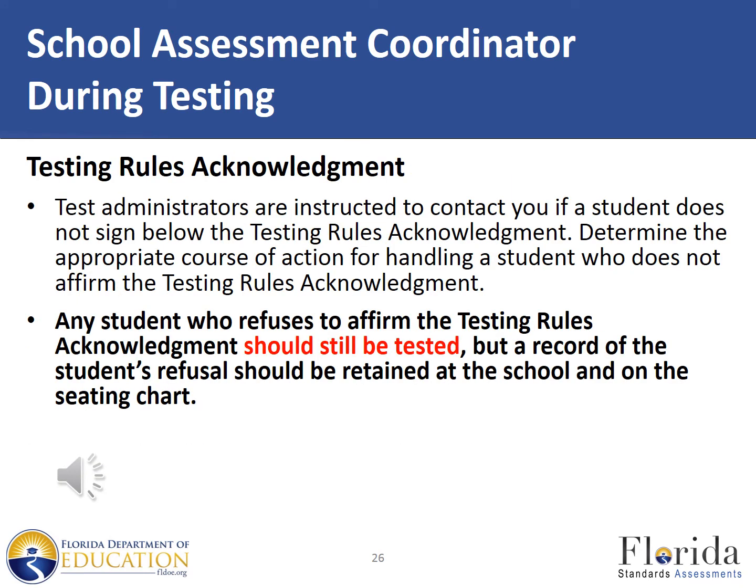As mentioned previously, there are instances where test administrators are required to contact you if a student doesn't do something. One of those is when they refuse to sign the testing rules acknowledgement. Any student who refuses to sign this should still be allowed to take the test. It just needs to be recorded that they refuse to sign. This can just be notated on the seating chart.